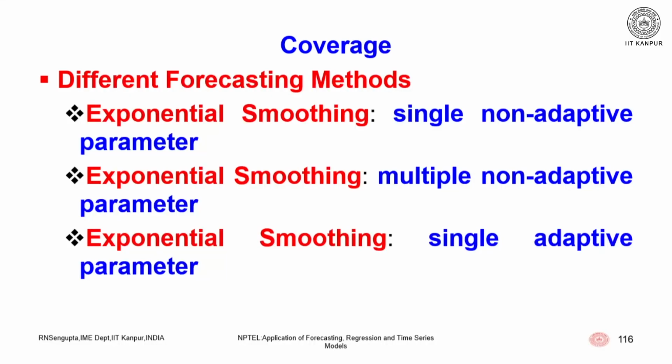So, the coverage for this class, the 11th lecture, we will try to cover exponential smoothing average. This is the single non-adaptive parameter. Exponential smoothing method considering multiple non-adaptive parameters. The third one will be exponential smoothing considering a single adaptive parameter, and obviously you can extend it to exponential smoothing considering multiple adaptive parameters. Now, what I mean by parameters is basically the concept of weights which you had given.